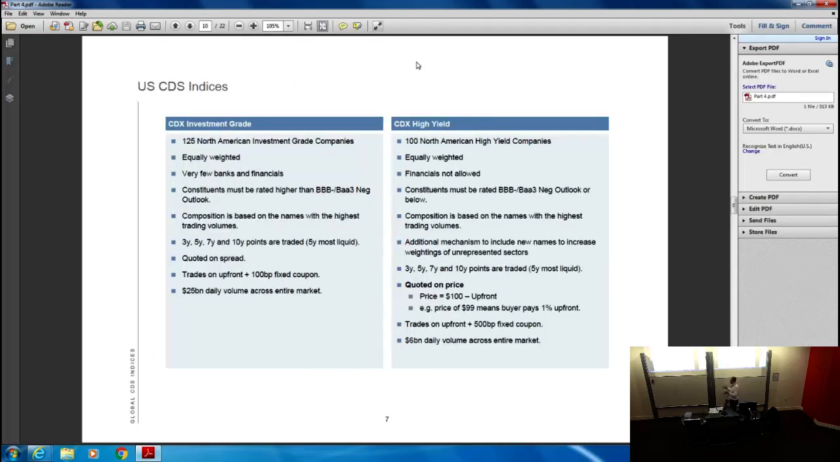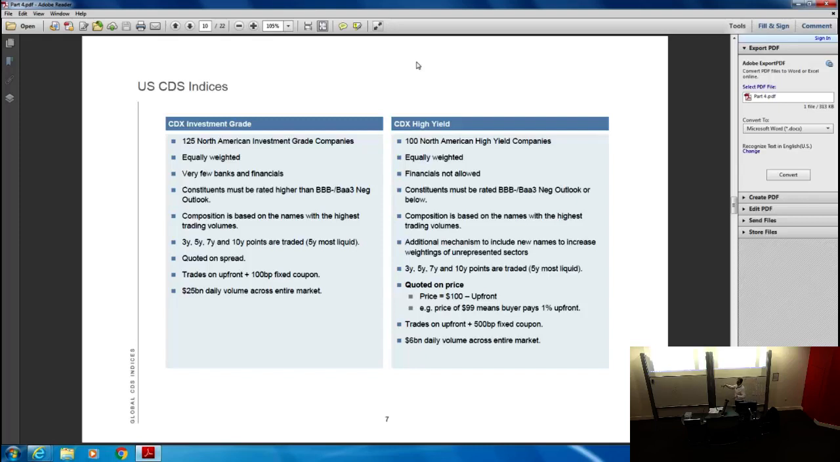So CDX IG. In Europe we call them iTraxx, in the US, CDX. CDX IG is effectively the same as iTraxx Main. So all of the stuff that we've spoken about for iTraxx Main is basically exactly the same for CDX IG. They don't tend to have the sector constraints that we have in Europe, so they allow any companies in, also equally weighted, but there are 125 US-domiciled corporates rather than iTraxx, which is 125 European corporates.